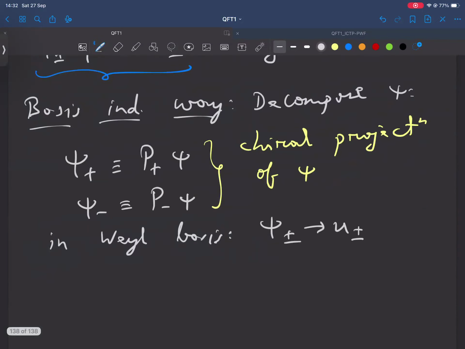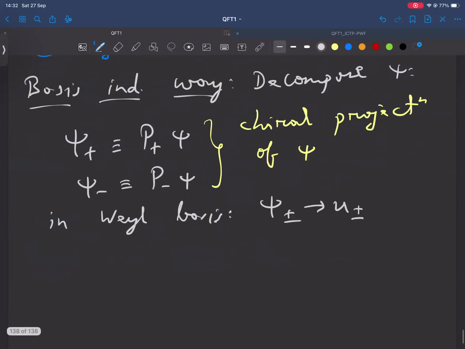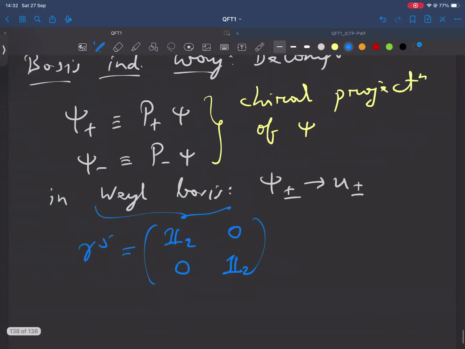Now we will see why this plus minus is appearing, and why I'm calling it chiral or left-handed or right-handed. Just one more thing I should mention, that in this Weyl basis gamma 5, you can write it as this. These are identity 2 cross 2 matrices.